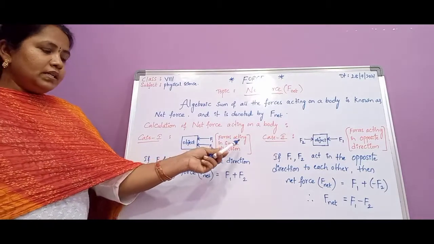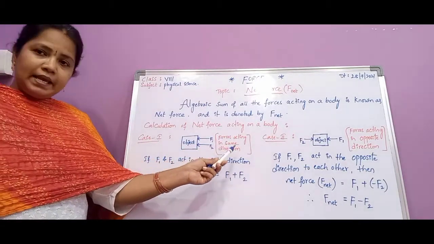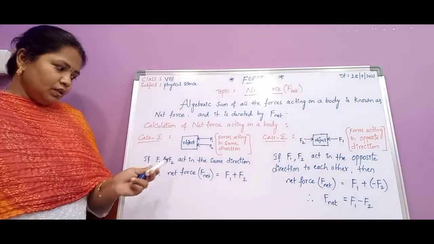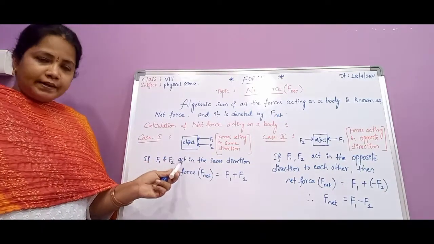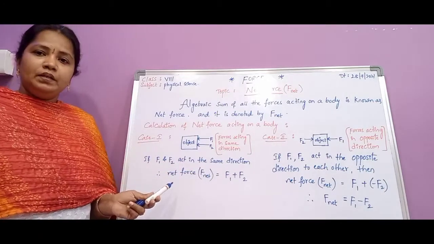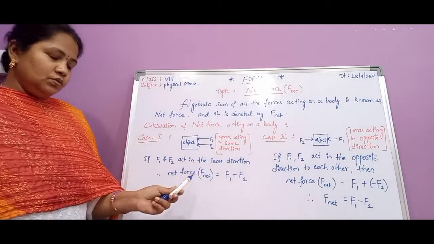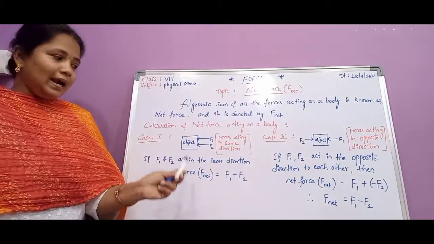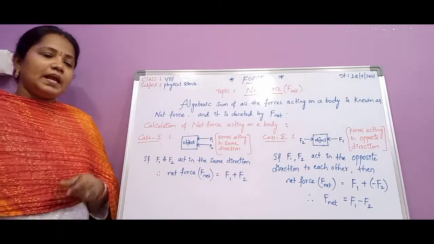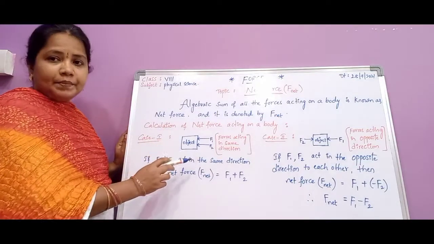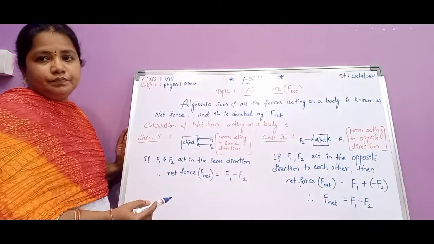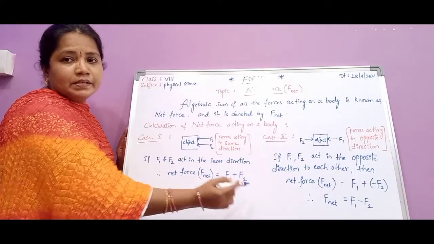Whenever the forces acting on the object are in the same direction, to calculate the net force, as F1 and F2 are acting in the same direction, the net force will be the sum of the two forces. So here net force is equal to F1 plus F2. We have to add them together. When two forces are acting on the same object in the same direction, the two forces will be added together. Therefore, we get net force is equal to F1 plus F2.